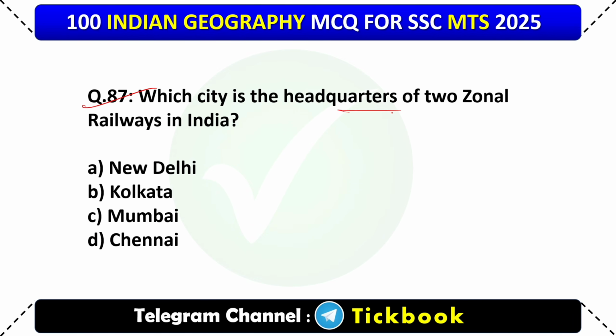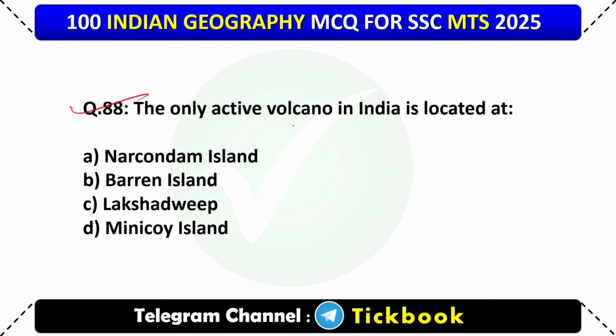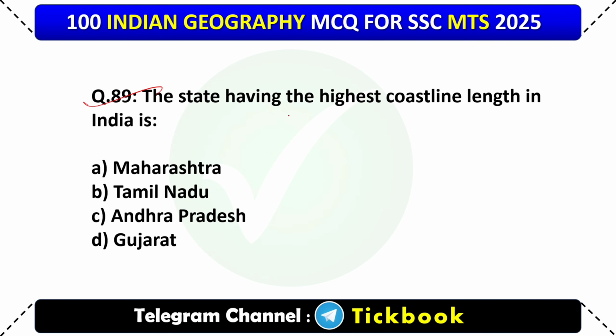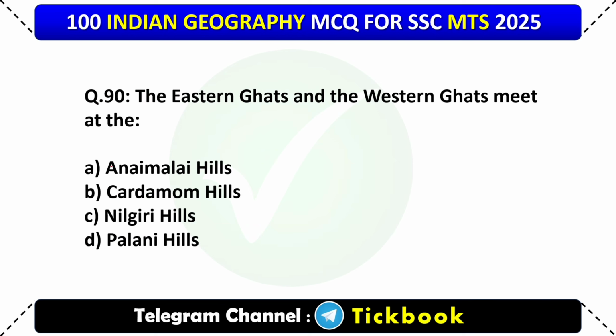87. Which city is the headquarters of two zonal railways in India? Option number C, Mumbai. 88. The only active volcano in India is located at? Option number B, Barren Island. 89. The state having the highest coastline length in India is? Option number D, Gujarat.